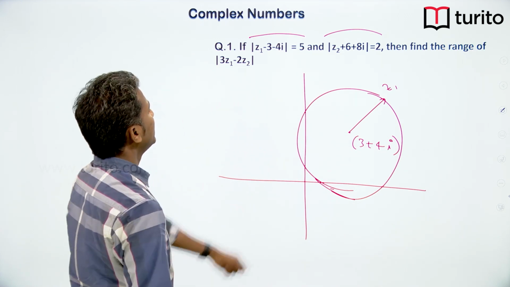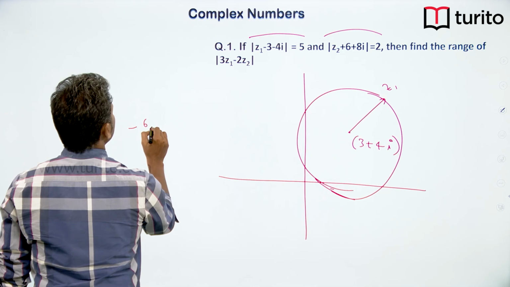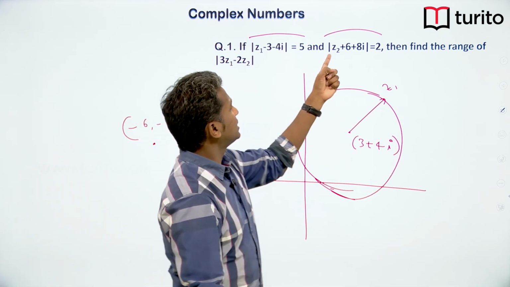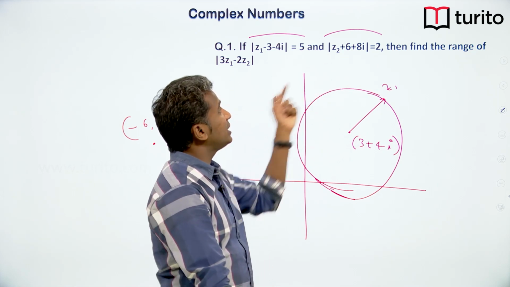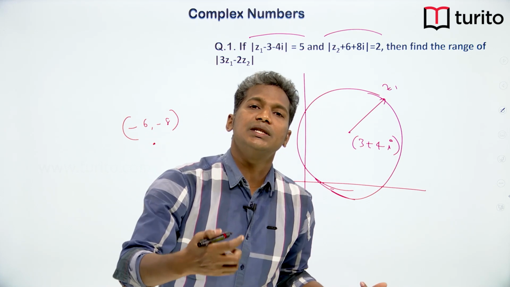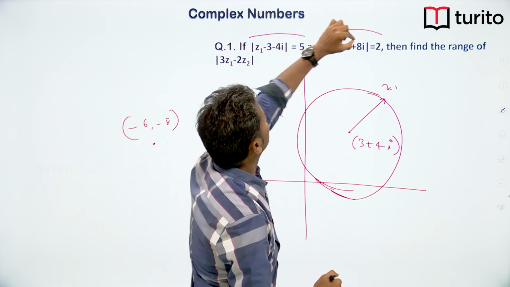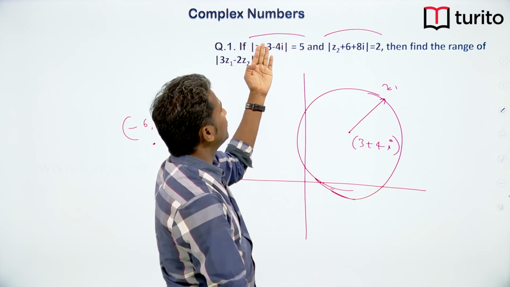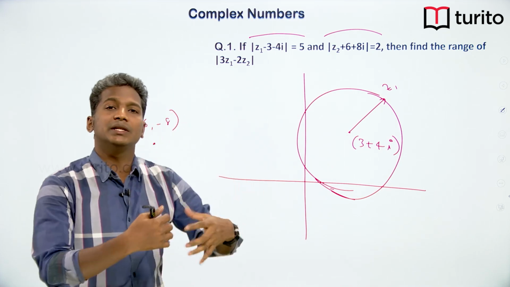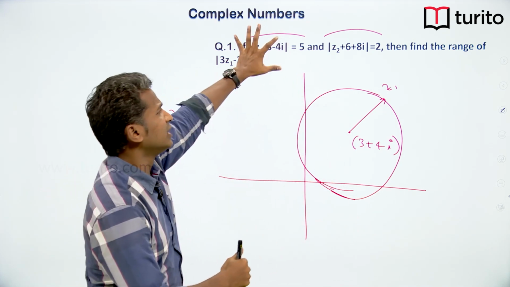Okay. Similarly, there is a point (-6, -8), and z2 is varying such that its distance from this point is always 2. That means z2 also lies on a circle of radius 2 units. So here there are two pieces of information. One means it is a circle, the second also means it is a circle, but these are two different circles located differently. This is the given information.